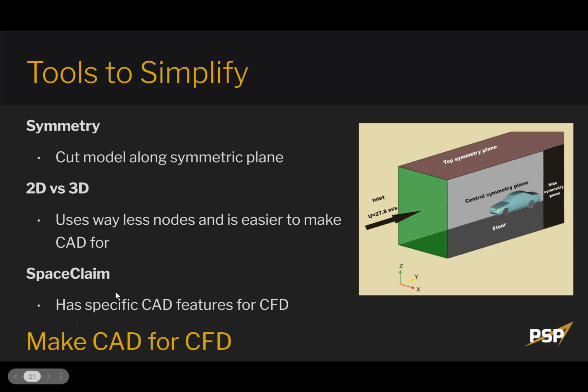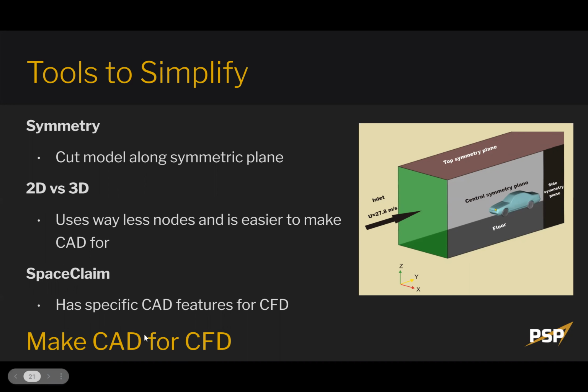SpaceClaim is ANSYS's CAD software, but they specifically have features that prepare CAD for CFD, and we'll talk about those some other time. There's a lot of useful things that SpaceClaim has. Well, not the 2D part, but you can cut it along and say that there's symmetry. You can fill in the inside. So if you have a hollow rocket, that's not really going to work out too well for the meshing. So you can fill it in with just CAD's solid bodies, or you can hollow something out if you needed to. And SpaceClaim has those options.